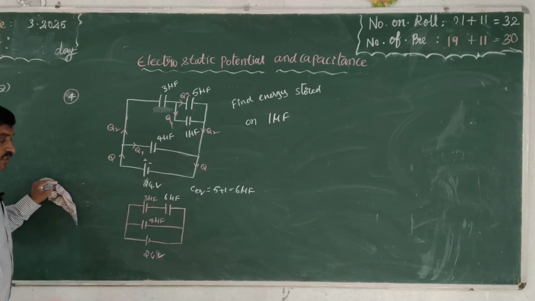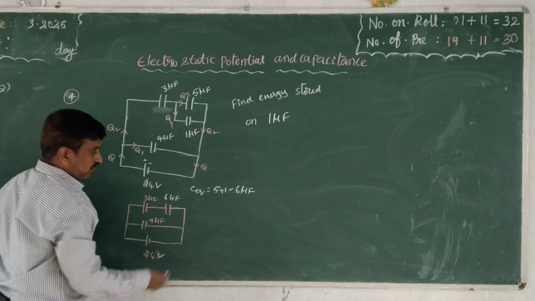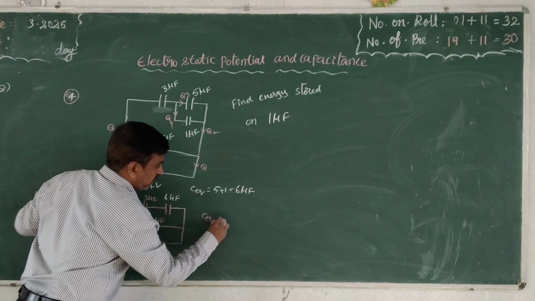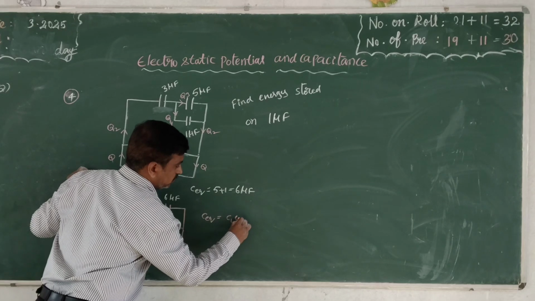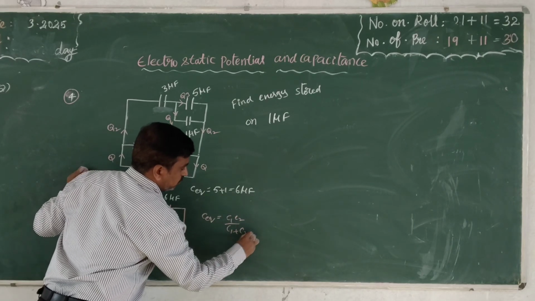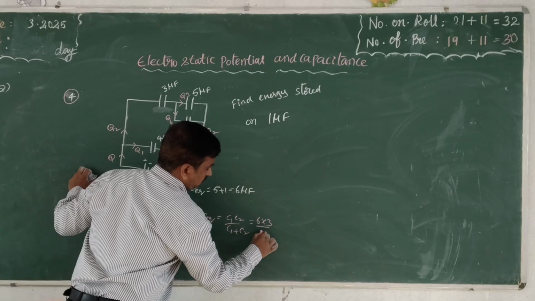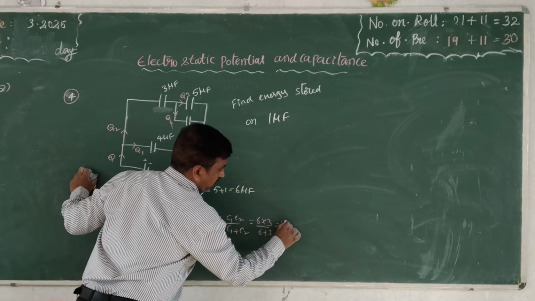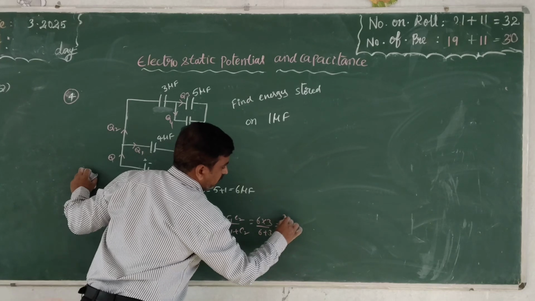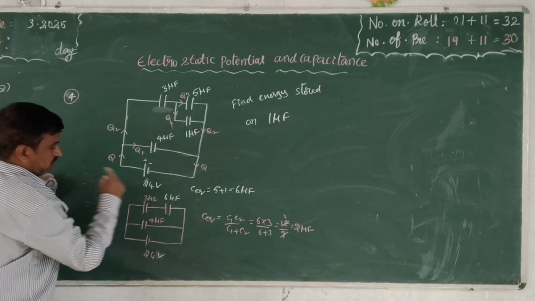See this combination here, this and this are in series combination. For the equivalent, C equivalent equals C1 C2 by C1 plus C2. I write here 6 into 3 by 6 plus 3, what we get here, 18 by 9, which is 2 microfarads. So this resultant is 2 microfarads.